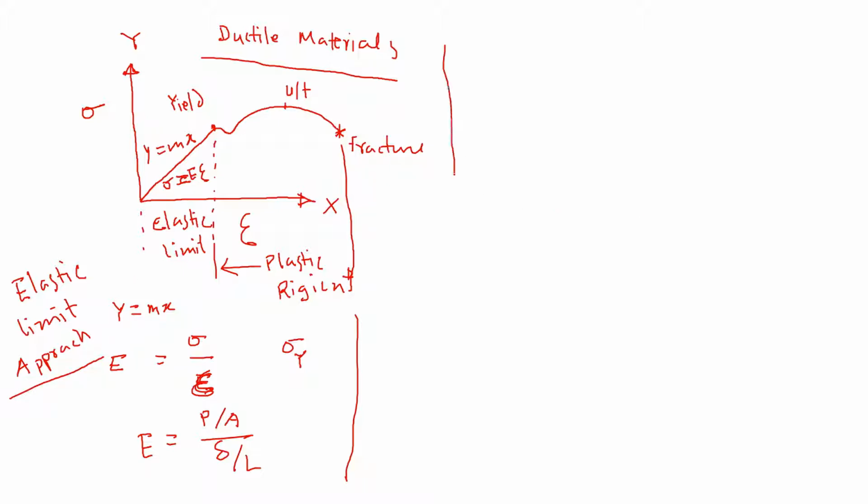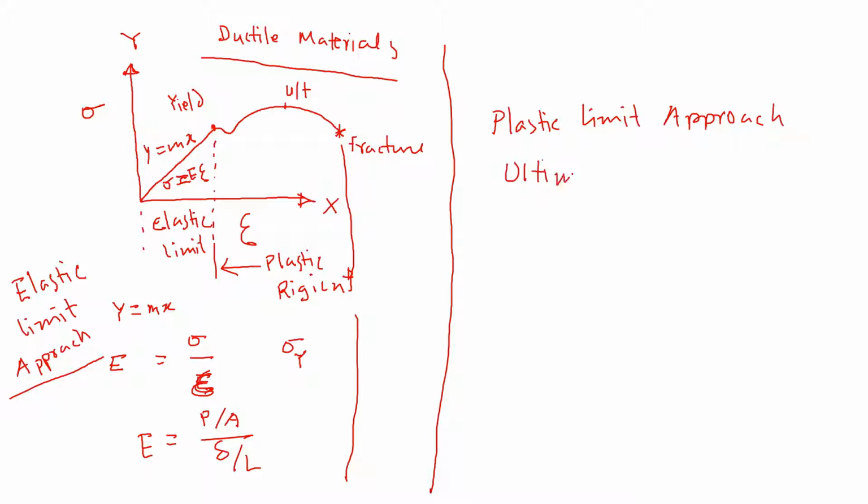But if we use the plastic limit approach, or in other words the ultimate strength approach, we're thinking that the material will eventually break. So most of these equations we have used are not really valid. Still, we can use sigma equals P by A, epsilon, and so on.